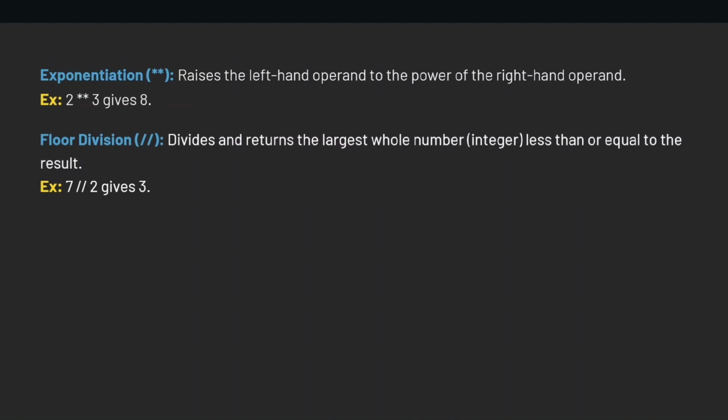And last, floor division. The floor division operator divides the first number by the second and returns the largest integer that is less than or equal to the quotient. When 7 is divided by 2, the exact result is 3.5, but floor division will round it down to 3. So we have covered what is arithmetic operator. Now let's see it with some examples.